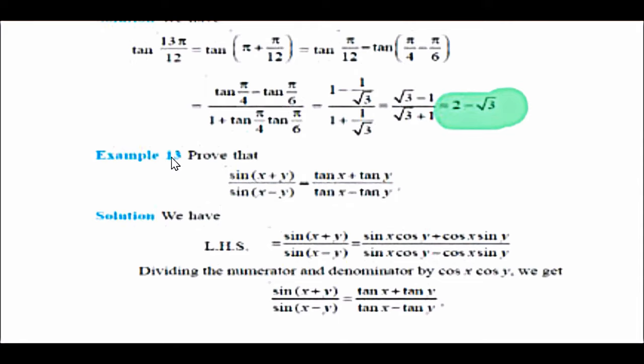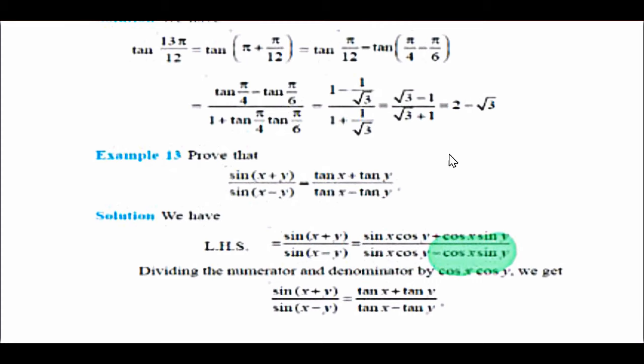Again we have to prove, in example 13, sin of x plus y by sin of x minus y is equal to tan x plus tan y by tan x minus tan y. This is quite easy, because if you are aware of expanding sin of x plus y and sin of x minus y, this we have already done while we were doing the theory. So sin of x plus y is what? Sin x cos y plus cos x sin y. And what about sin of x minus y? This will be sin x cos y minus cos x sin y.